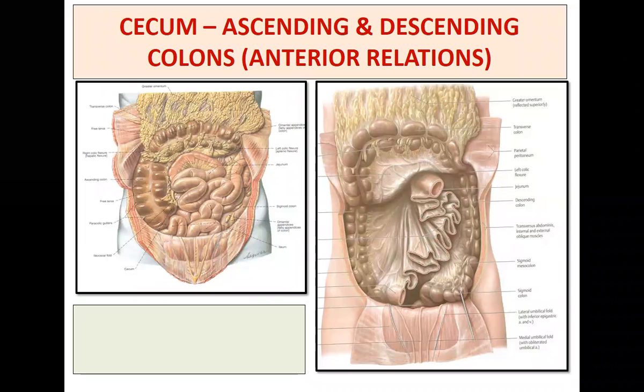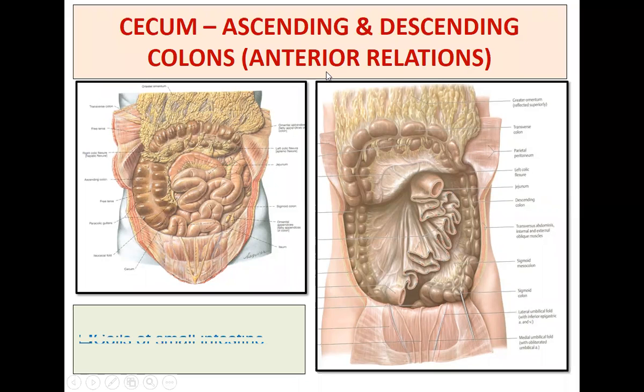Now coming to some of the important relations. Anteriorly, the cecum, the first part of the large intestine, as well as the ascending colon and descending colon. So what are the anterior relations? Most of these parts are fixed, so we can easily trace the anterior and other relations.